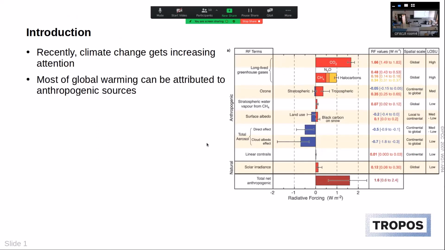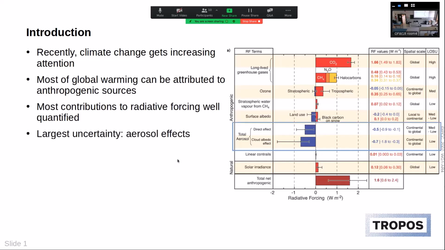Most of these changes can be attributed to the contributions in this graph. All the things in this upper box here are anthropogenic sources, and only the solar radiance is of natural source. Within these contributions, almost all are very well understood, with one exception, and this is the total aerosol effect, which is split up into two different effects.